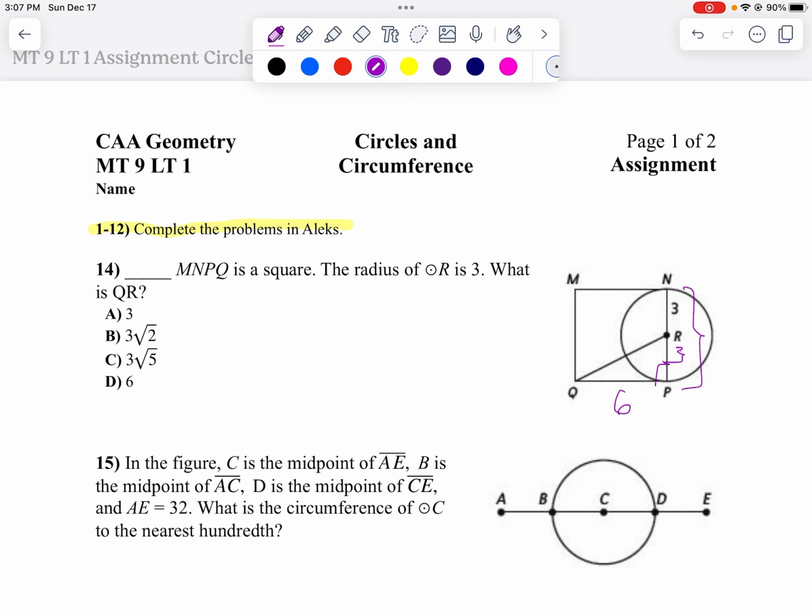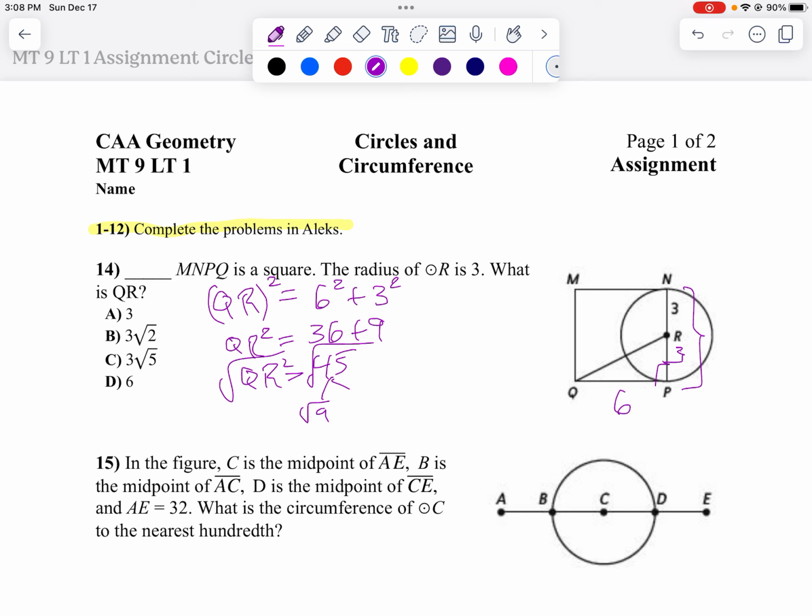Q to R is my hypotenuse, so QR squared equals 6 squared plus 3 squared. Or QR squared will be 36 plus 9. So QR squared is 45. I'll take the square root of both sides, and I want to simplify this, so that's the square root of 9 times the square root of 5, which turns out to be 3 square roots of 5.